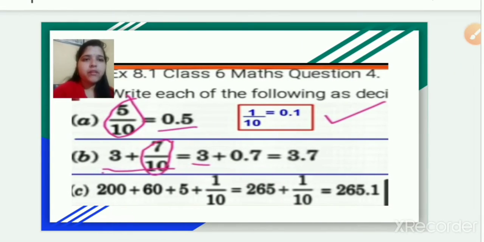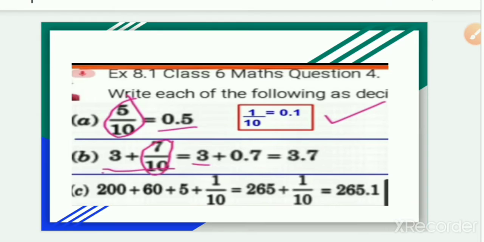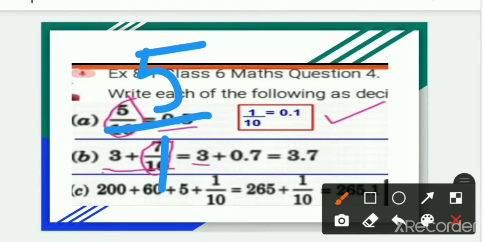We have to write each of the following as decimals. This is the exercise 8.1 that we are going to cover. Write each of the following as decimals. We are given 5 by 10 and you have to represent this in the form of a decimal.